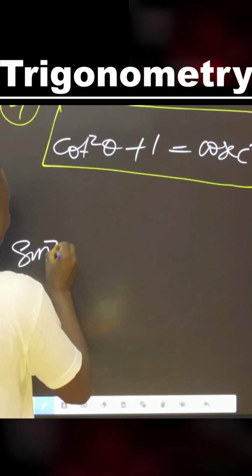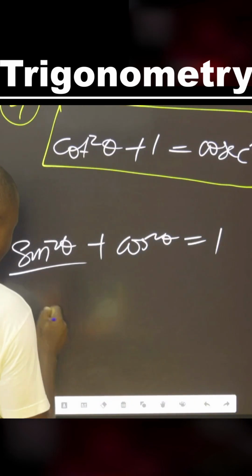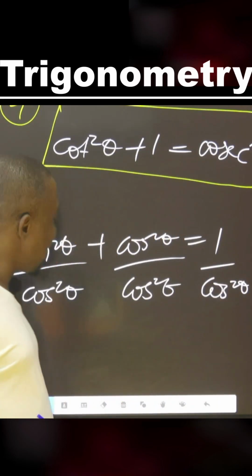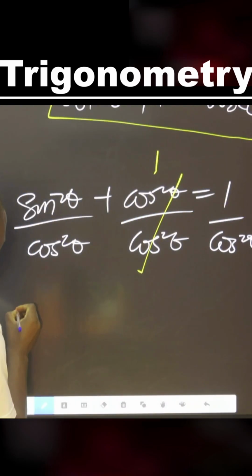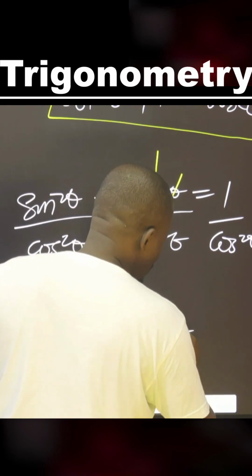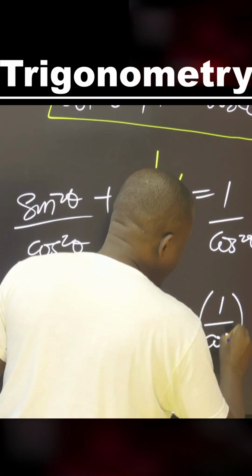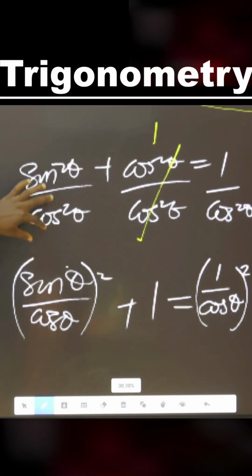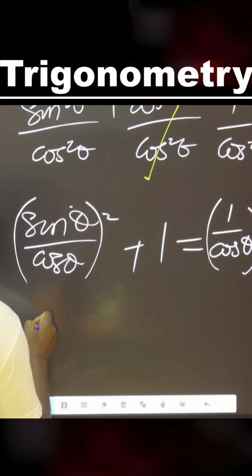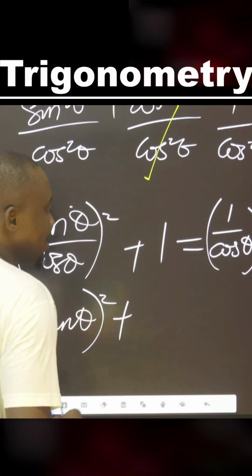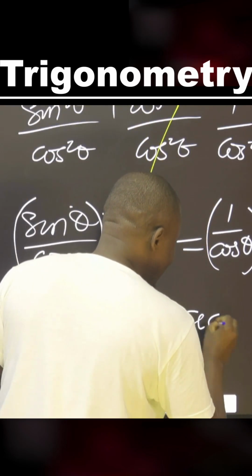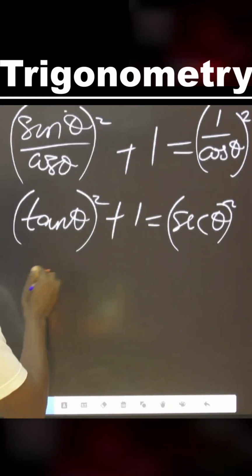Let's say sine square theta plus cos square theta equals to 1. We divide by cos square theta over cos square theta. Okay? Now, you agree with me? This already is 1. This we can rewrite as sine theta over cos theta, we put square here, put 1 here. We put 1 over cos theta, everything square. What is the meaning of this? Sine theta over cos theta. Sine over cosine is tan. Plus 1 equals to, what is the meaning of 1 over cosine? That is sec. Theta square.